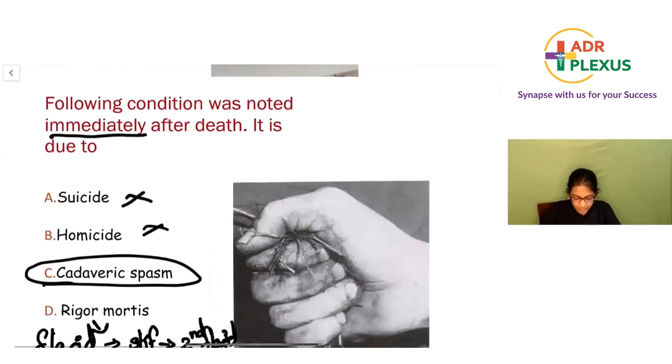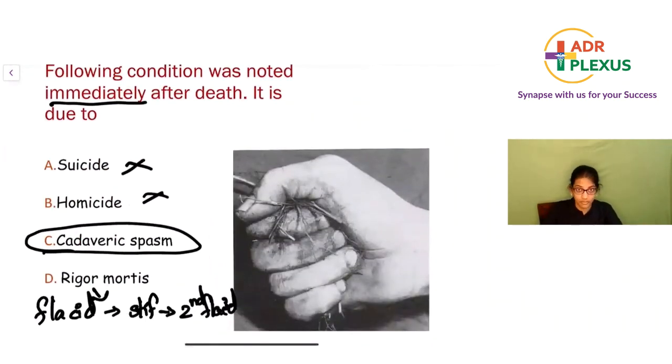Starting with the first condition, we saw that picture-based questions are more. The first condition we saw was a hand with grass material. Whenever we see a hand with grass material and the word immediate is used, we think about cadaveric spasm, right? Cadaveric spasm is generally given as a differential diagnosis for rigor mortis, but the only difference is that cadaveric spasm happens immediately. It happens in a group of muscles rather than all around the body.